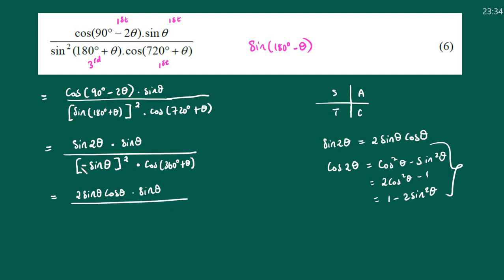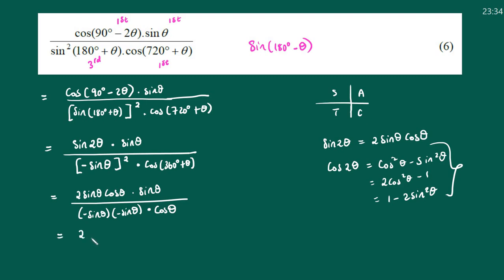Now at the bottom, you have negative sine theta all squared. Let's remember that the squared means that you are multiplying the bracket by itself once, like you are saying negative sine theta times negative sine theta. And then the 360 plus, let's remember that it is in the first quadrant and cos is positive in the first quadrant, so you simply write cos. Then we can simplify further.